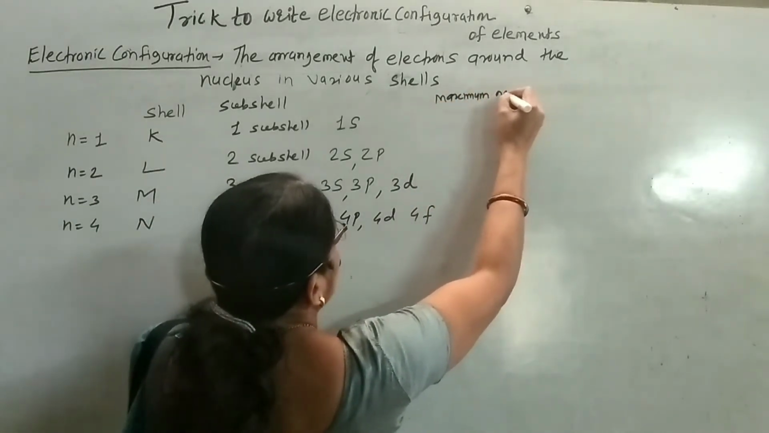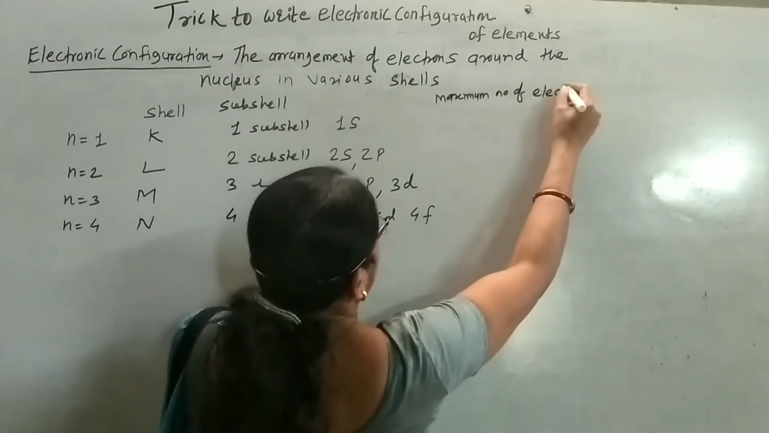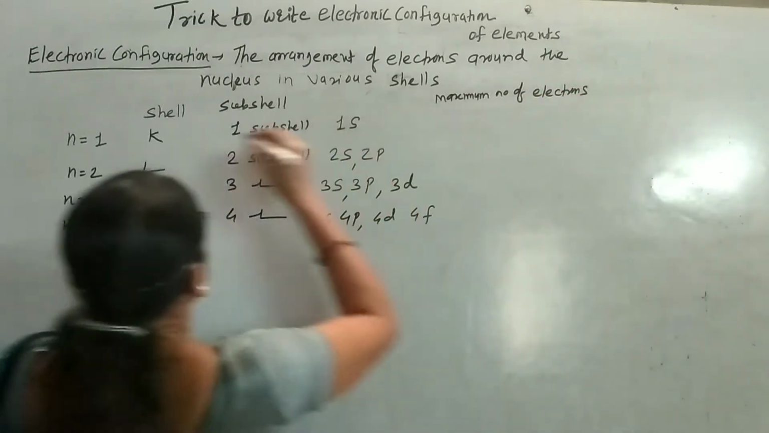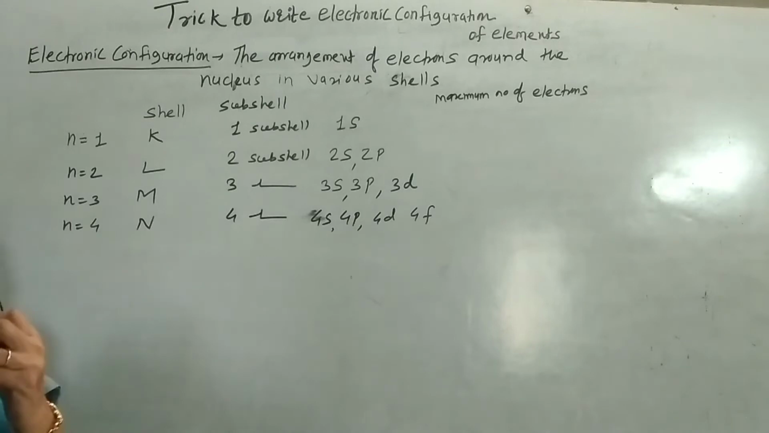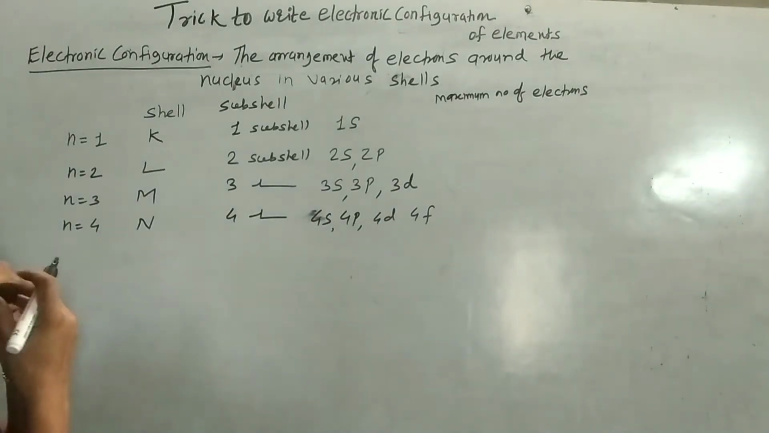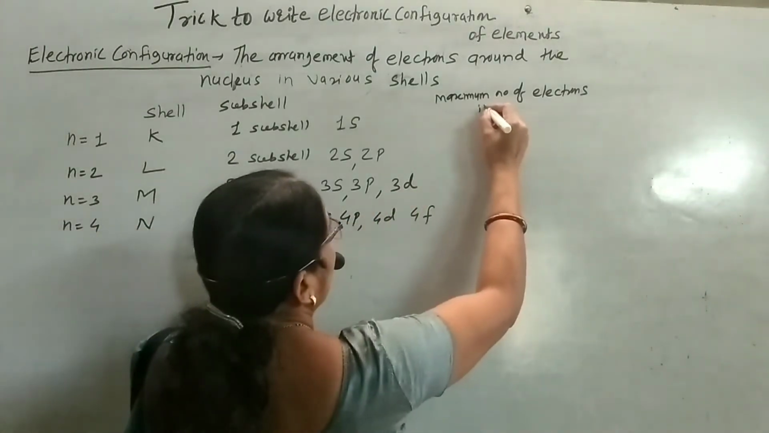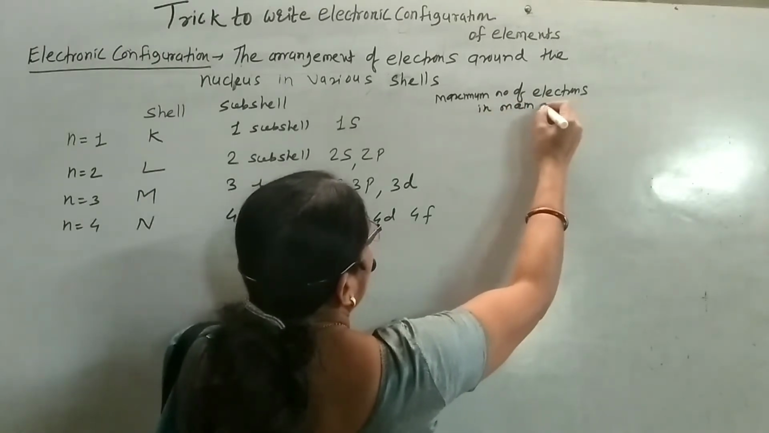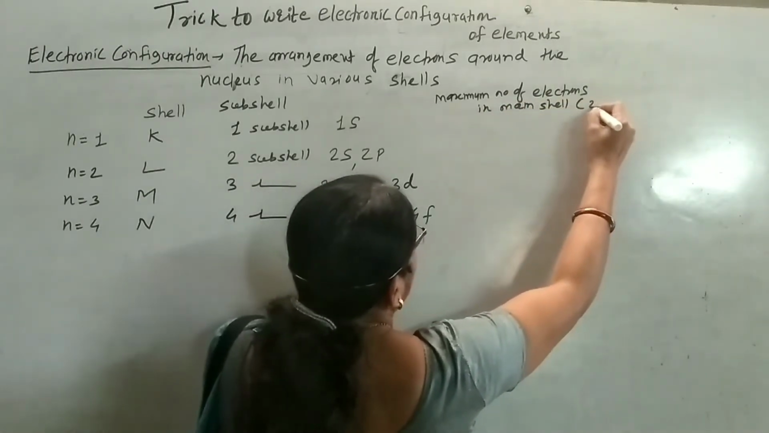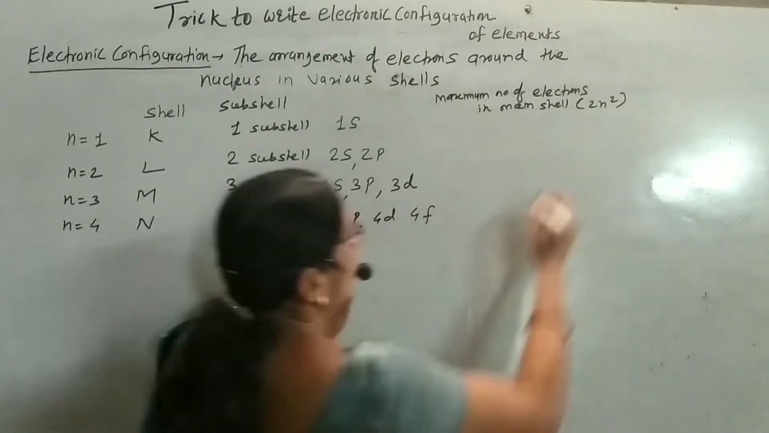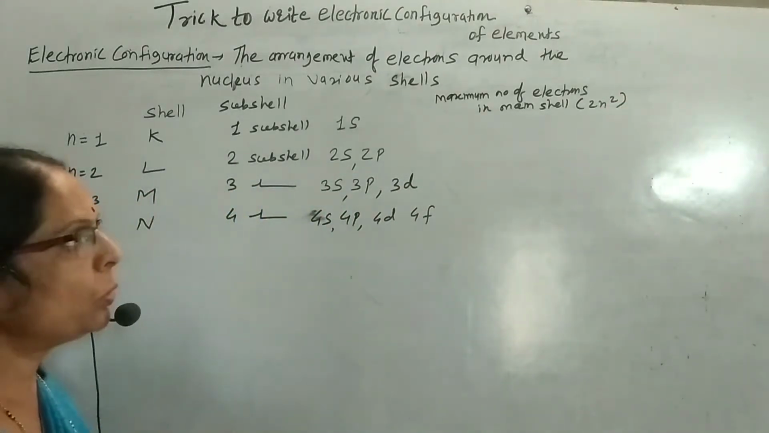You can find out the maximum number of electrons in each main shell. It can be found by the formula 2n square.